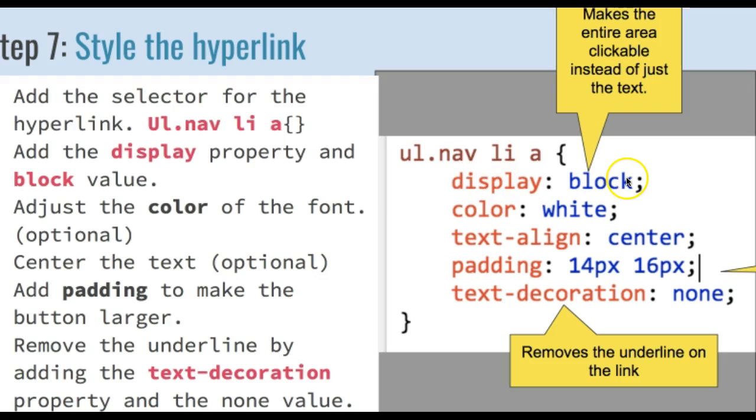on your page. Display block is going to make the entire area clickable instead of just the text. Color changes the font. Text align center will center it. Padding top and bottom, right and left will give you space around the link so it looks more like a button. And text decoration none removes the underline.